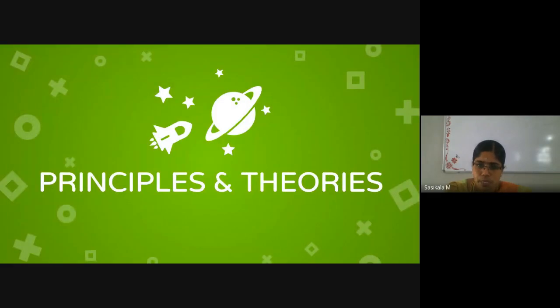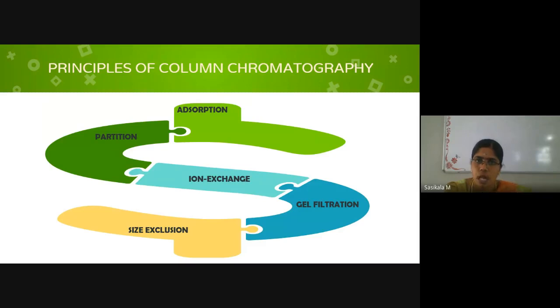Then coming to principles and theories, it follows five different principles: adsorption, partition, ion exchange, gel filtration, and size exclusion. Adsorption means adsorption taking place at the surface of the stationary phase. All the principles are followed between the stationary phase and mobile phase for the separation. Either we can follow adsorption between stationary and mobile phase, or partition, that is the partition coefficient, the distribution of solute between two phases. Then ion exchange, where cations and anions are exchanged between the stationary phase and mobile phase. Then gel filtration, using gel to filter out the molecules according to their molecular size.